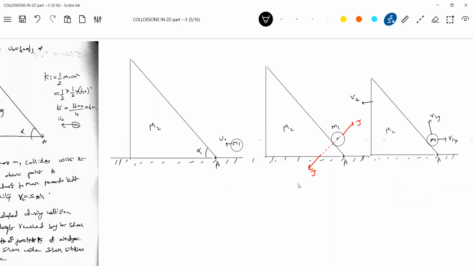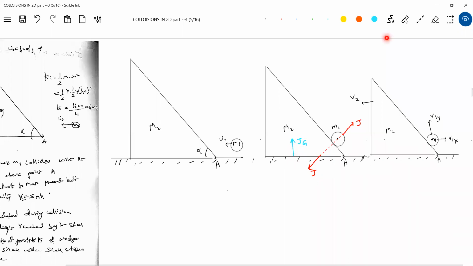So can I conserve momentum along the x-axis? Now one more thing, look at this one, the component of impulse. This impulse will act vertically down, J cos theta. And because of this there will be an impulse by the ground on the wedge. Why will this impulse come? Because of the components J sin alpha, J cos alpha. J cos alpha will act vertically. So there will be an impulse by the ground on the wedge.